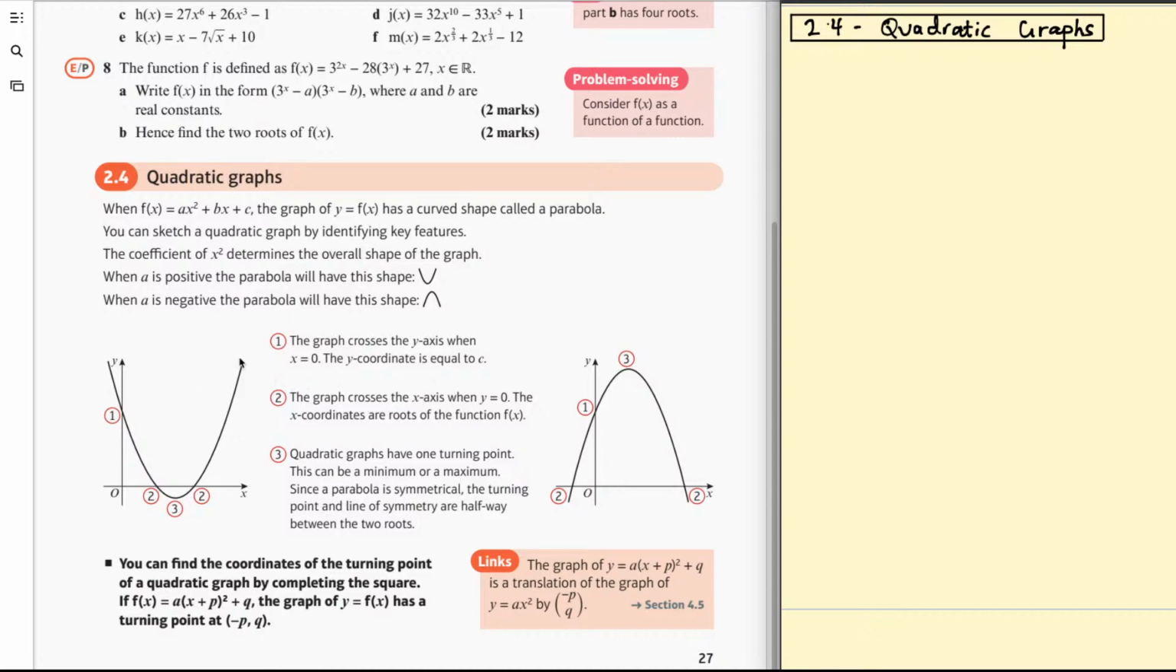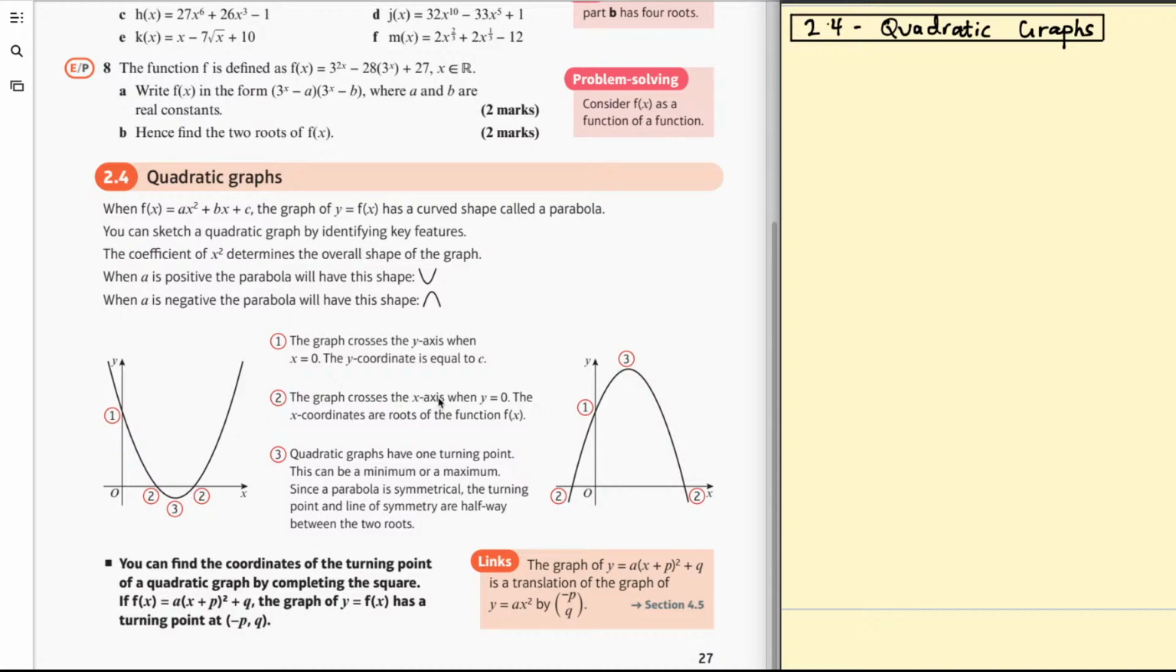So here we have a nice diagram. It says 1, the graph crosses the y-axis when x equals 0. That's the y-intercept. The y-coordinate is equal to c. You know this already, hopefully, that if you have a quadratic like this, if x equals 0, those terms there cancel out. So we're just left with c. So the y-intercept is c.